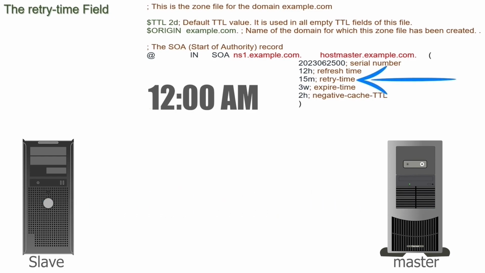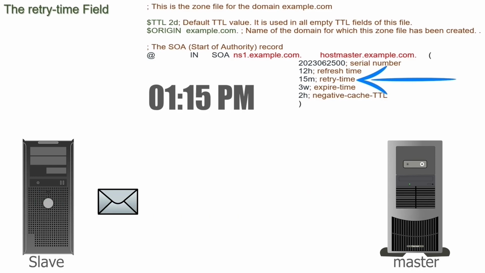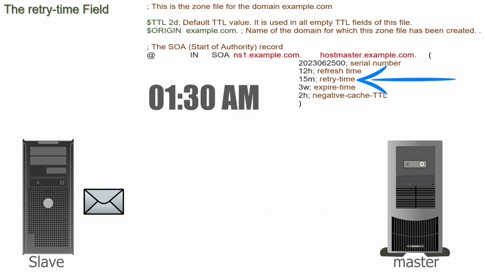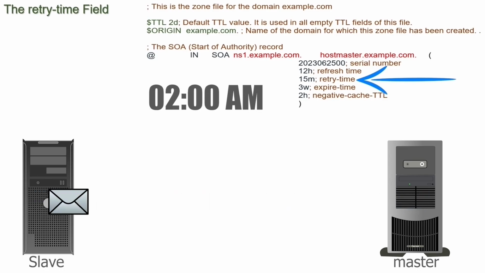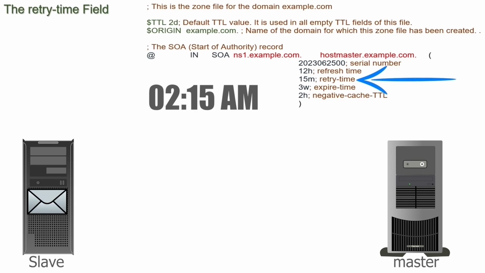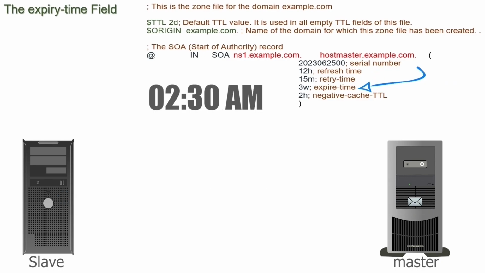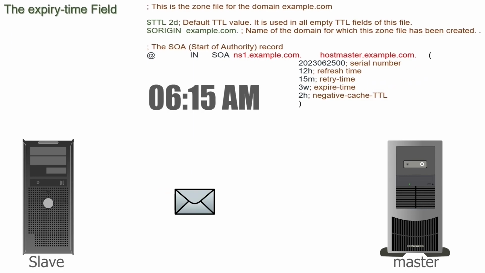The retry time field defines the retry interval. If the slave nameserver fails to connect with the master nameserver, it can try again after this time. For example, in this zone file, this time is configured to 15 minutes. Because of this, the slave nameserver will try again every 15 minutes if it fails to connect to the master nameserver in a refresh cycle. It will keep trying until the expiry time. In this example, the expiry time is 3 weeks. Therefore, it will try to connect to the master nameserver every 15 minutes until 3 weeks.